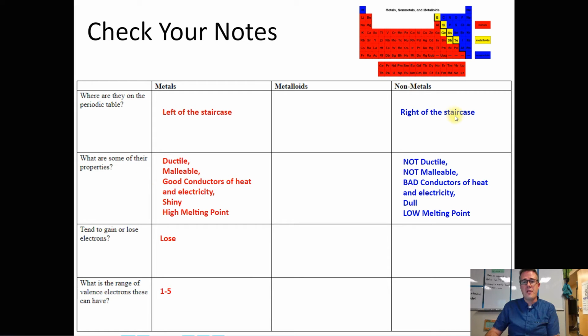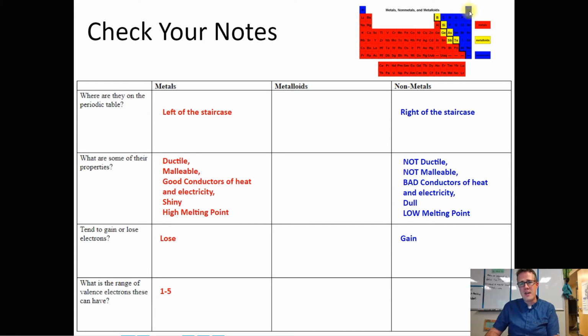For your nonmetals, it's everything on the right-hand side, and basically their properties are just the opposite of metals. So everything that a metal is, they are the opposite. Just like the opposite thing, they like to gain electrons. So take, for example, fluorine. Fluorine has 7 valence electrons and it really wants 8. It's easier for it to steal 1 more. So they like to gain.